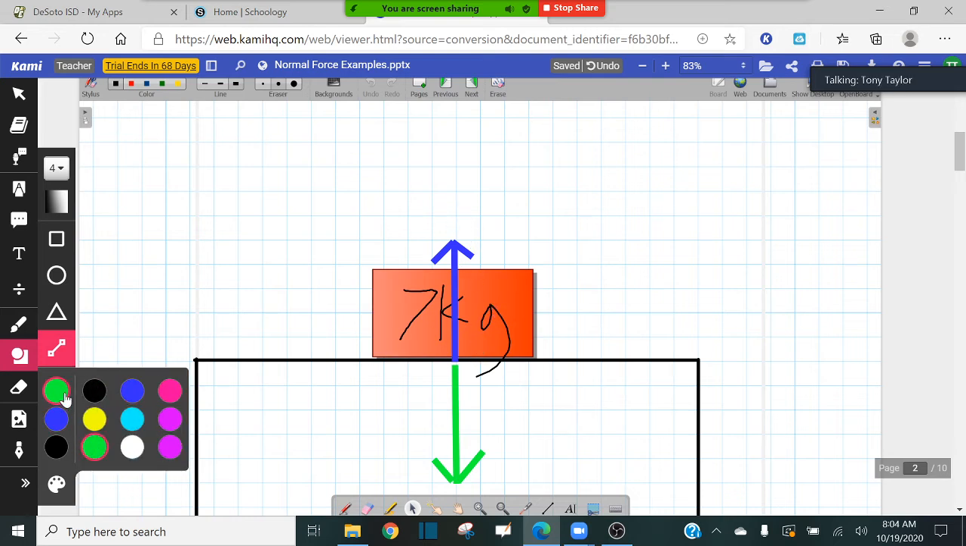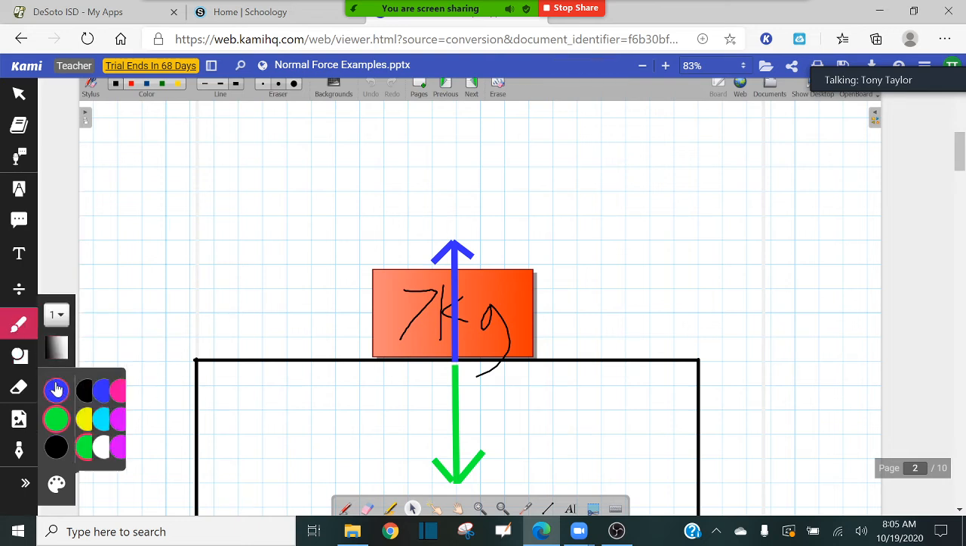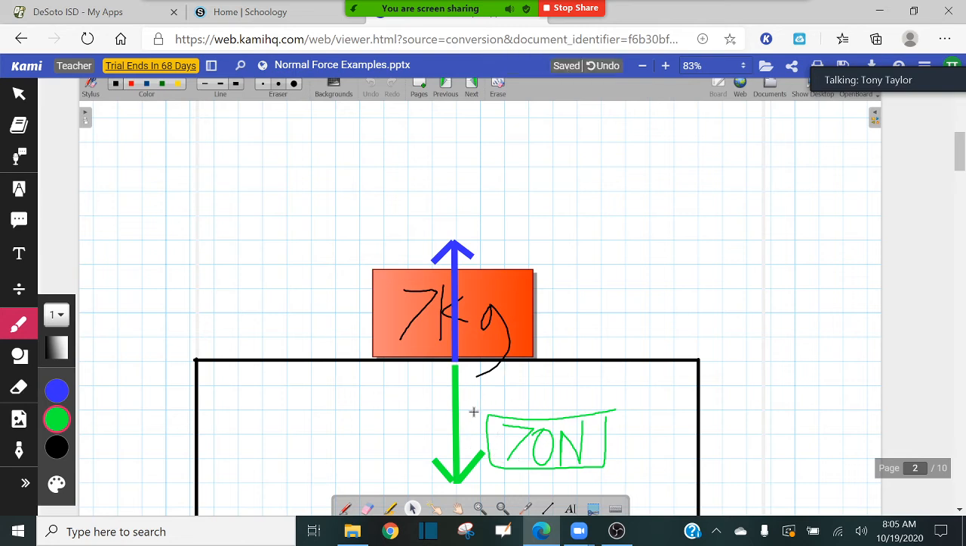So what are the magnitudes of these forces? Well, remember what we just said: force of gravity is equal to mass times 10. So if the block is 7 kilograms, the magnitude of the force of gravity has to be what? What's 7 times 10? 70. Yep, 70 newtons. That's the magnitude of the force of gravity pulling down on this block. But remember, there's another force also acting on the red block here, and that is the normal force. So the value for this normal force has to also be 70 newtons.